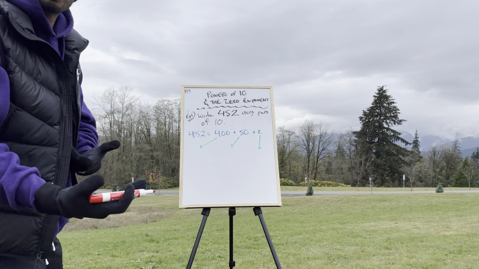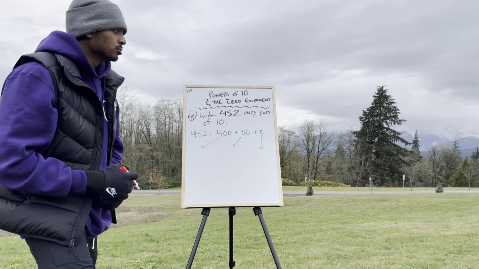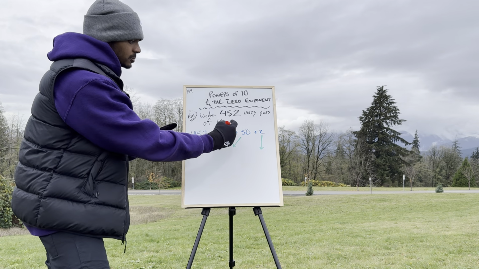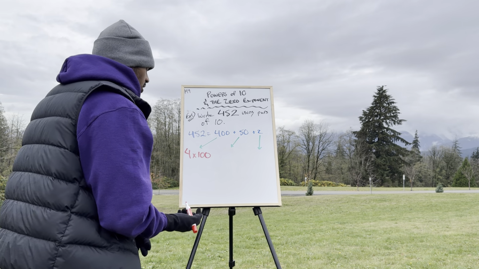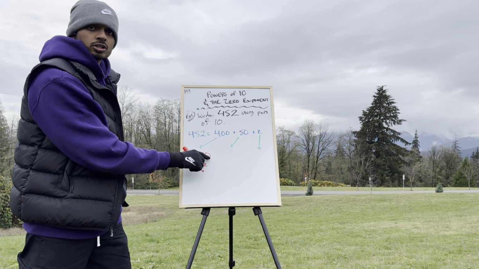All right, so now what's the point of all this knowledge that I just gave you? Here, write 452 using powers of 10. Okay, 452 expanded format means 400 plus 50 plus 2. Now, let's make it even more simple. 4 times 100 is 400. I know what 100 is using the power of 10. That's just 4 times 10 to the power of 2 because there's 2 zeros there.